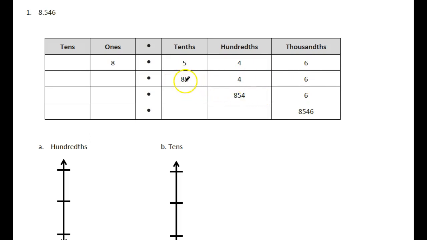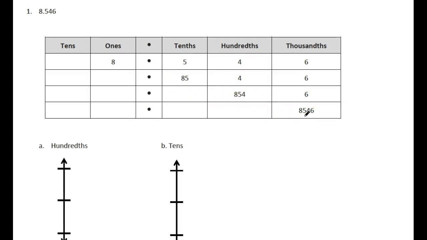And then your 85 tenths becomes 854 hundredths. So if you had $8.54, well, what if you had 854 pennies? It's the same amount, isn't it? So that's all they're doing, is they're just showing you how these can round like that.